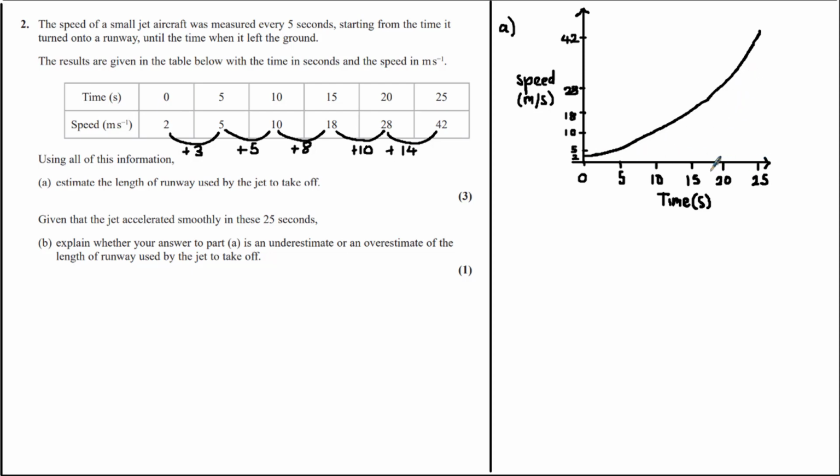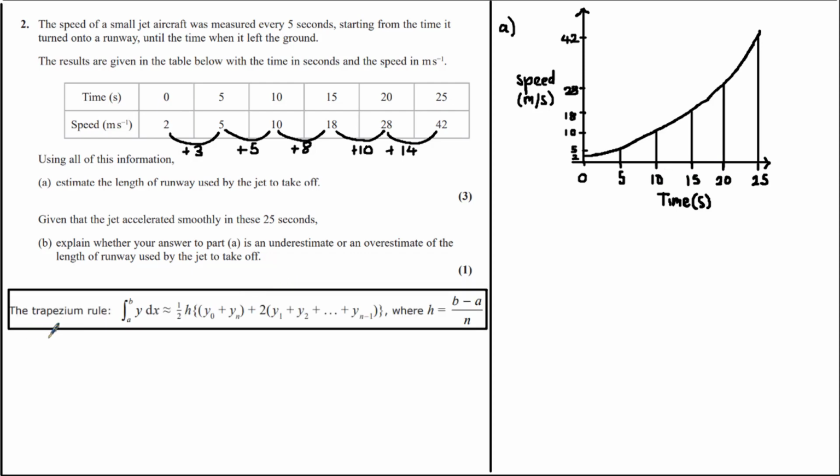So let's split this into equal partitions. We can then use the Trapezium Rule, and here is a formula which will be provided in your formula booklet. So using this formula, we need to find h, where h is equal to (b minus a) over n. Now in this question, a would be equal to our first value of time, so it would be equal to 0. b would be equal to our last value of time, which would be equal to 25. And n here is equal to the number of partitions, or the number of trapezia. There are 1, 2, 3, 4, 5 trapeziums, and therefore n is equal to 5.